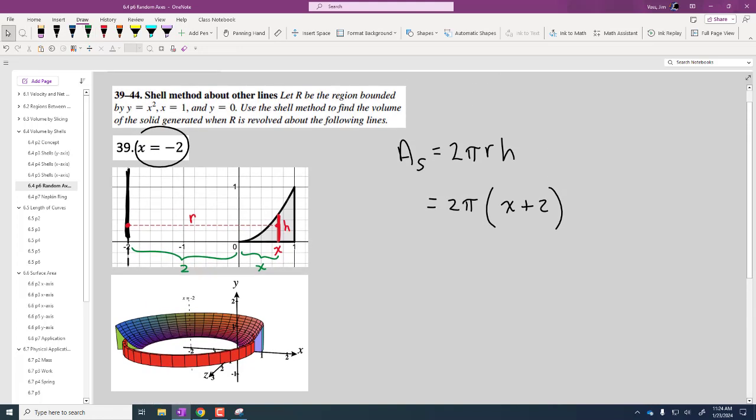The height is vertical. So vertical, we want to do upper y minus lower y. And if we look, our upper y is already isolated properly. We want it written as a y value. That's how it's written. So the upper y is y equals x squared. The lower y, which is just the x-axis, is y equals 0. So it's upper y, x squared, minus lower y, which is 0, so it's x squared.